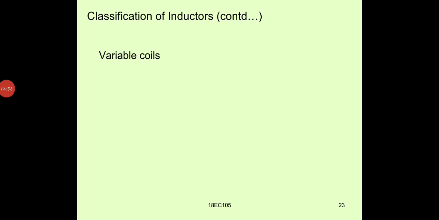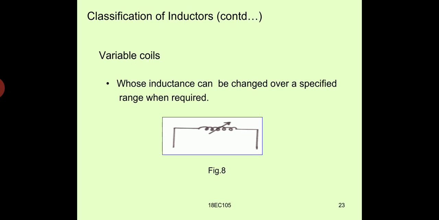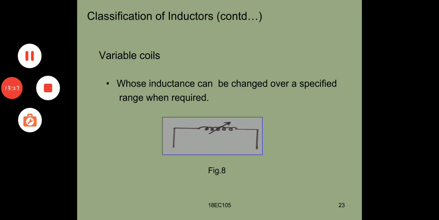Now the variable coils. These are coils whose inductance can be changed over a specified range when required. And the symbol is as below. You have two ends for the coil and there is an arrow across the coil, which indicates that the coil inductance is variable.